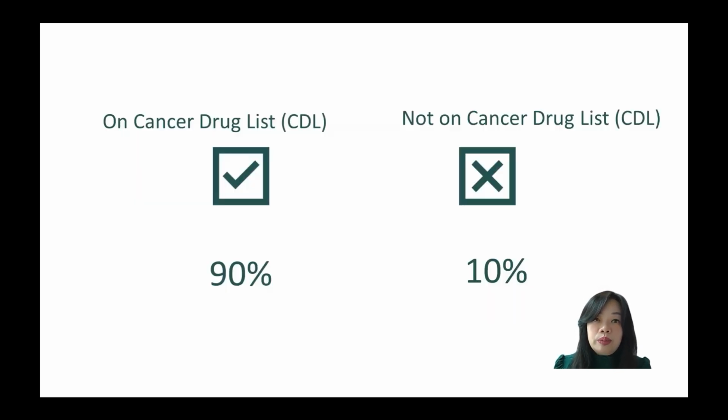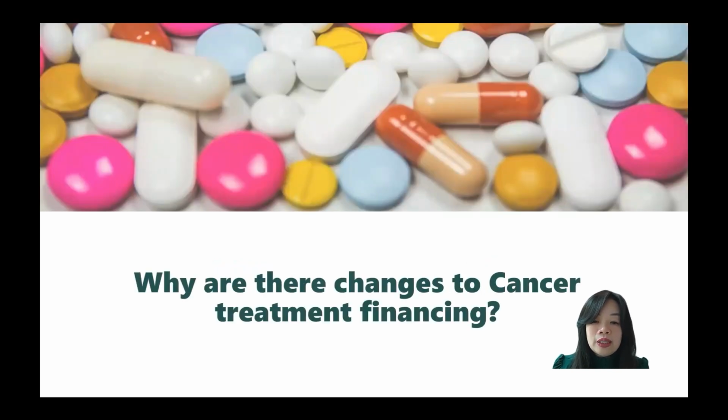So at the current moment, 90% of the cancer drugs are already on a cancer drug list. However, there's still a 10% that is not under the cancer drug list. Why are there changes to the cancer treatment financing? So actually before 1st of September 2022, Medishield Life pays up to $3,000 per month for all cancer drugs, and integrated shield plans often cover costs above that on an as-charged basis, meaning there's no limit with a small co-payment.